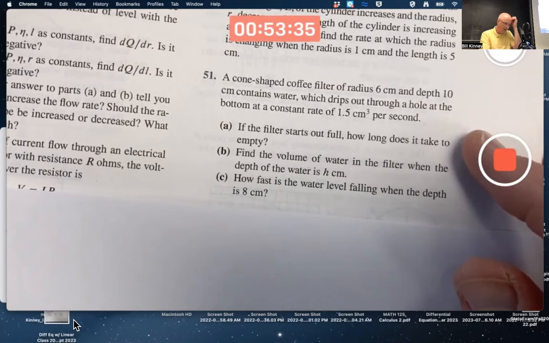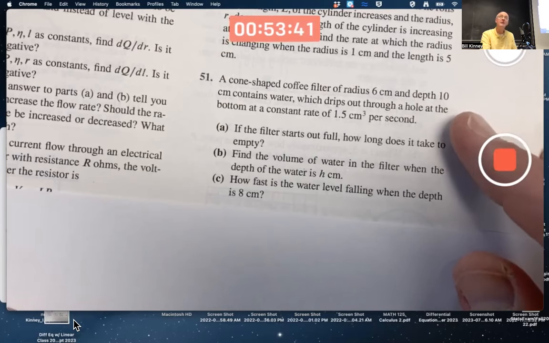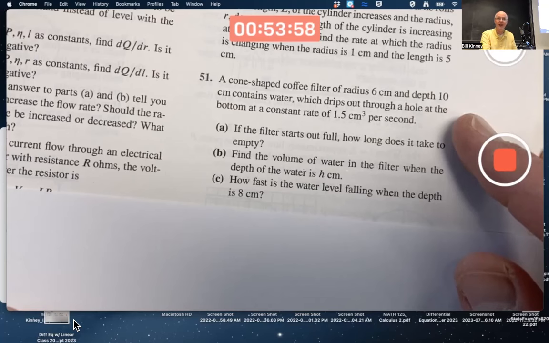Drips out a hole at the bottom at a constant rate of 1.5 cubic centimeters per second. So that would be a value of dV/dt, right? Although because it's dripping out, dV/dt itself, the volume of the water in the cone shape, would be going down. It would actually be negative 1.5 cubic centimeters per second. That kind of thing is important.